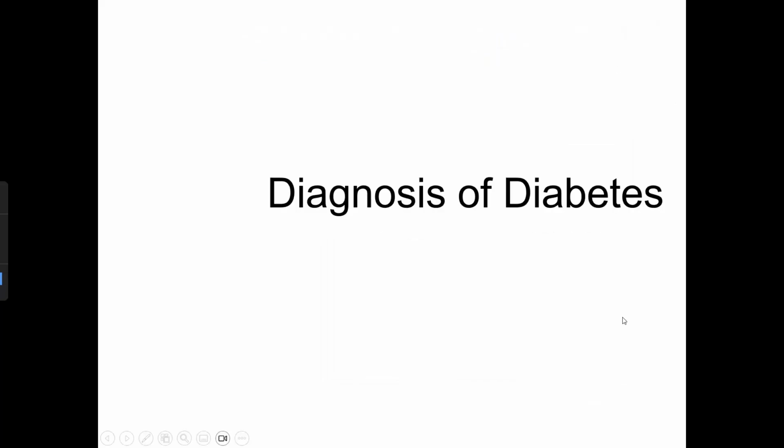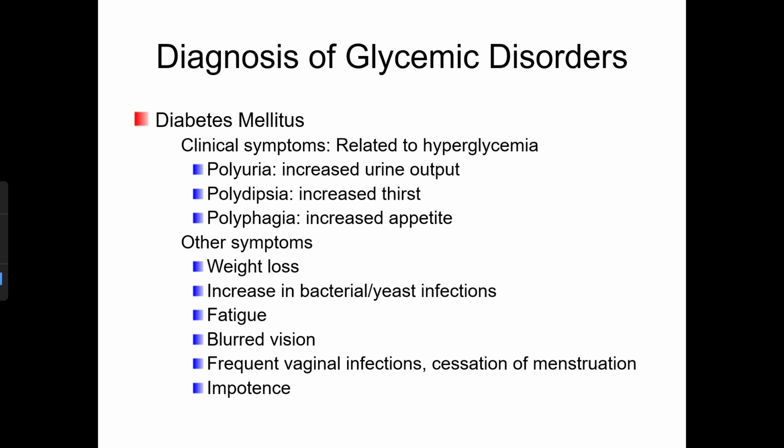Diagnosis of diabetes. So diabetes mellitus, you look at the clinical symptoms, and clinical symptoms are related to hyperglycemia. Polyuria, increased urine output. Why would we produce more urine?